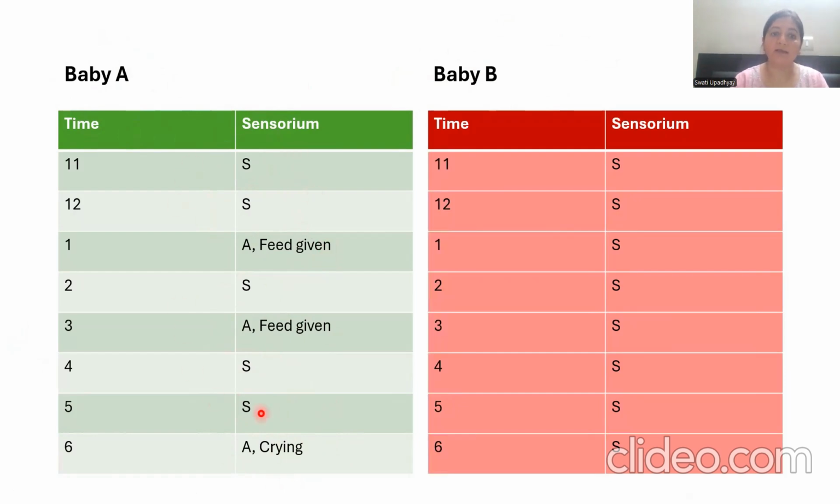So this is very reassuring and it means that the baby is responsive, is neurologically okay, and is having a well-preserved sleep-wake cycle. However, if you look at the monitoring chart of baby B, this baby has been sleeping continuously for more than 6 hours. Any baby who is sleeping for more than 6 hours or not waking up spontaneously needs attention.